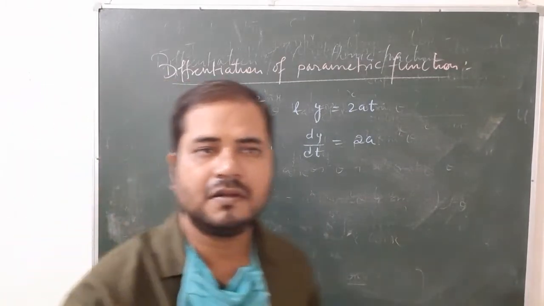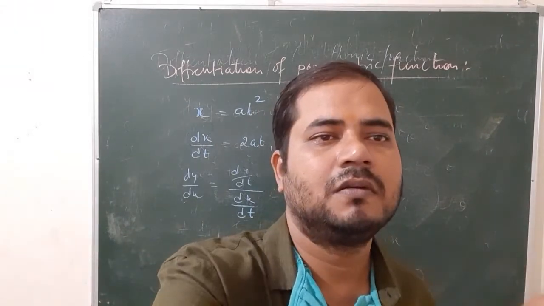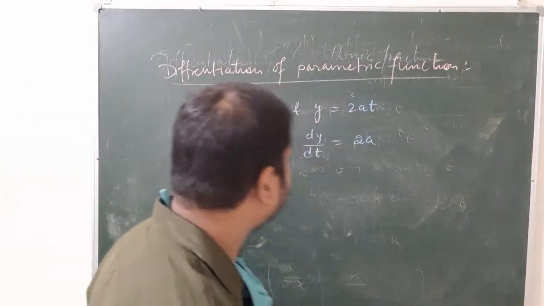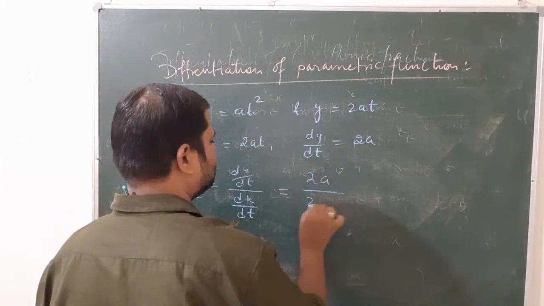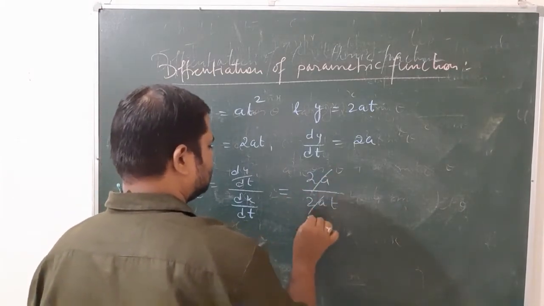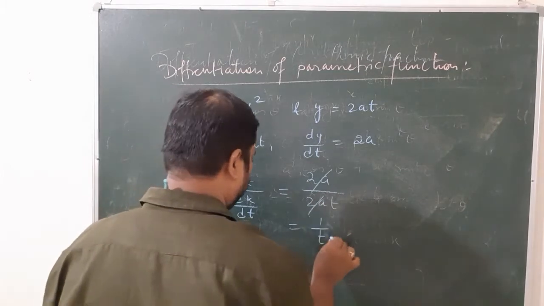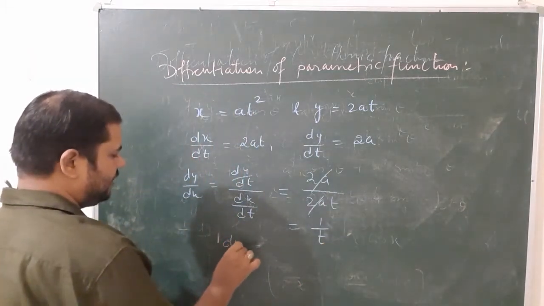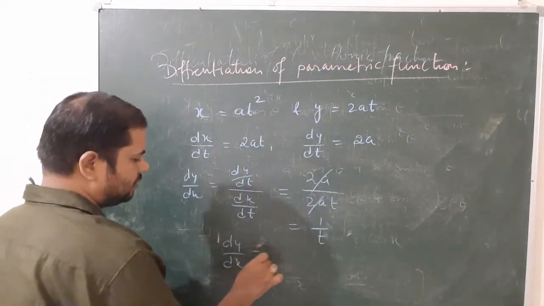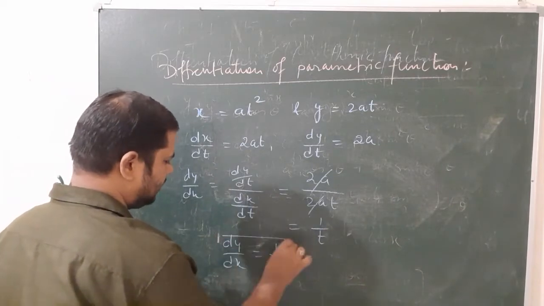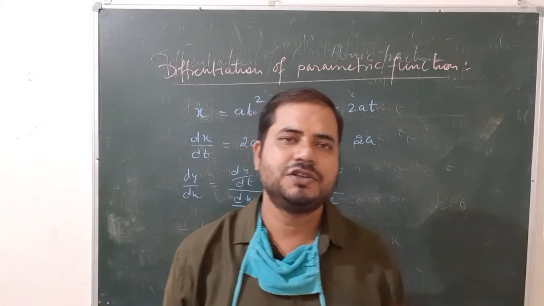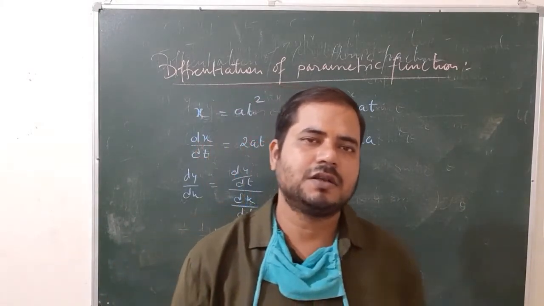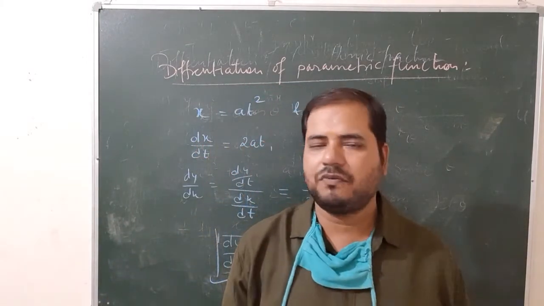Okay, so this is 2a upon 2at. This cancels out, giving 1 upon t. So dy by dx is nothing but 1 by t. So this is the differentiation of parametric function or parametric form.